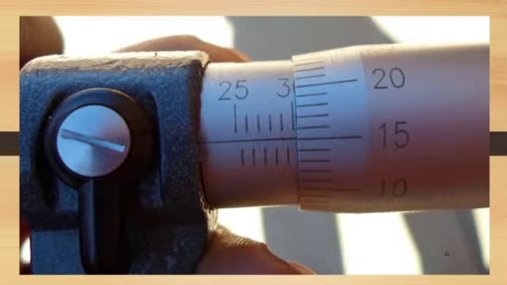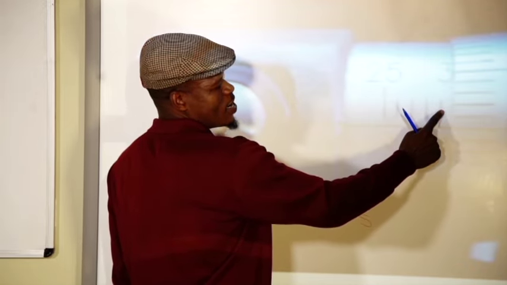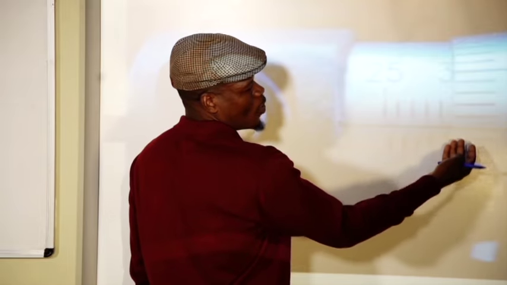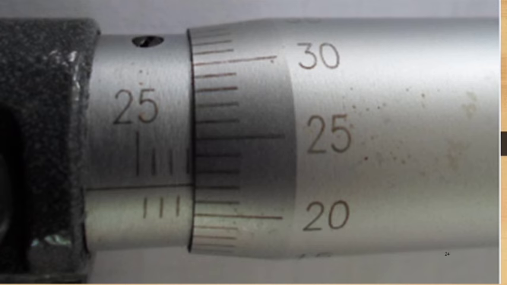If you look at the second example here, it is going to be from 25 now. So it's 25, 26, 27, 28, 29, and then you look at the comma, which is going to be 20, so it's going to be 29.20.